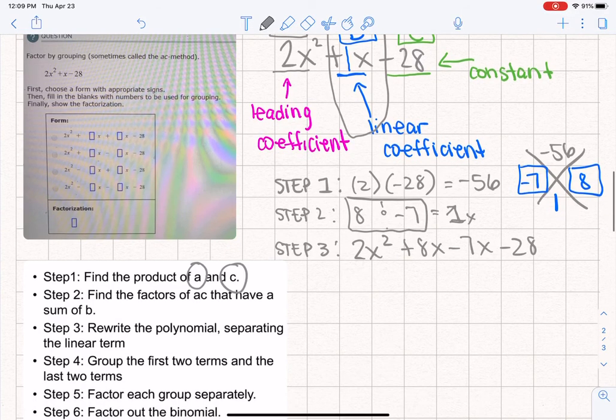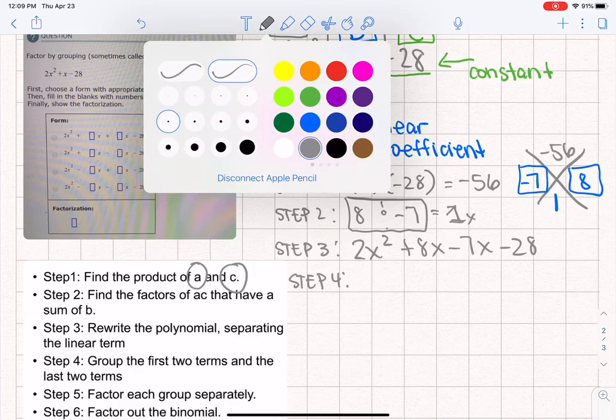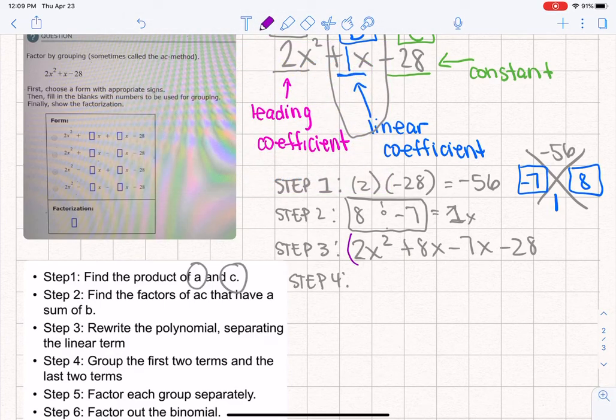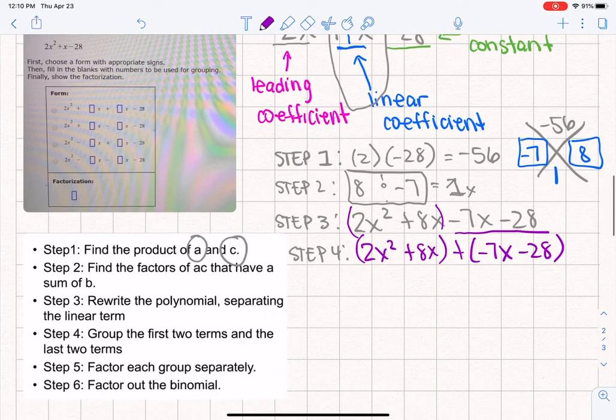Step 4 says group the first two terms and the last two terms. I'm going to group here. Let me use a different color. I'm going to group the first two terms and the last two terms, which are these two, and I'm going to rewrite it. So I'm going to write it as 2x squared plus 8x plus negative 7x and a minus negative 28. All right, so I grouped my terms.